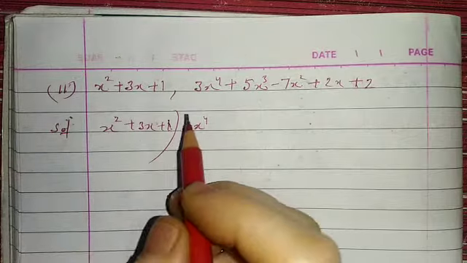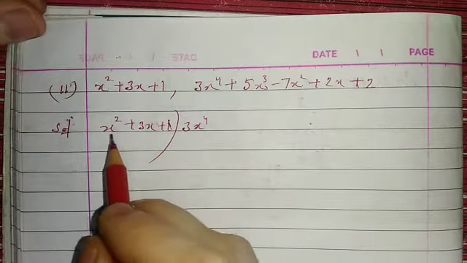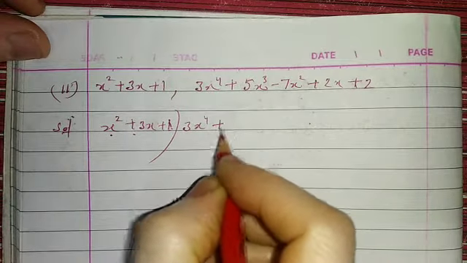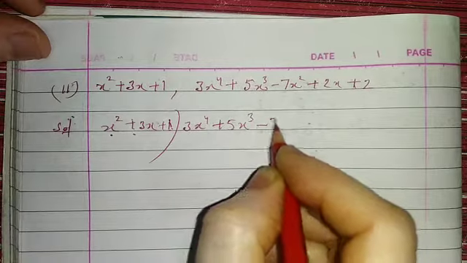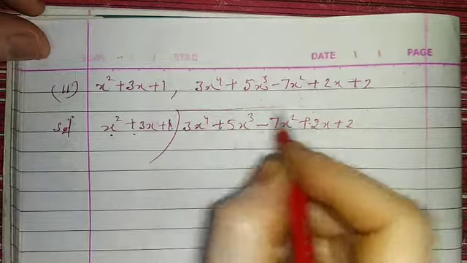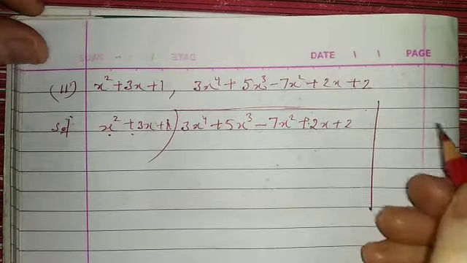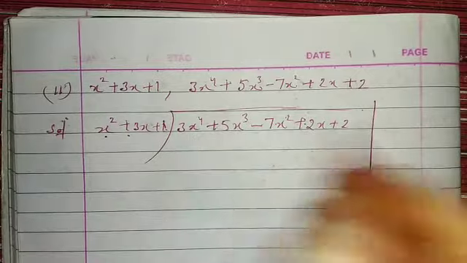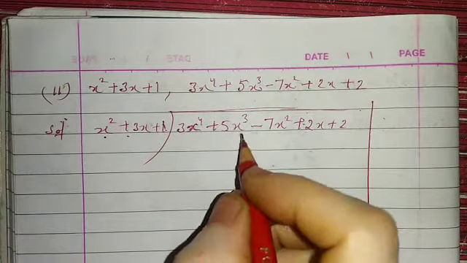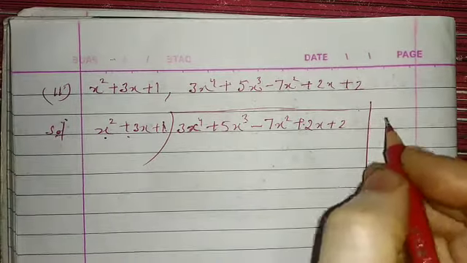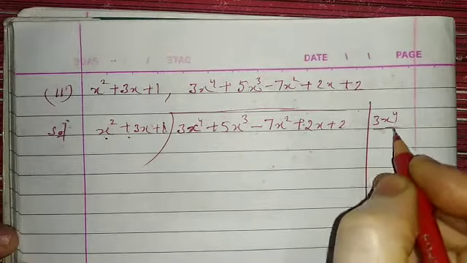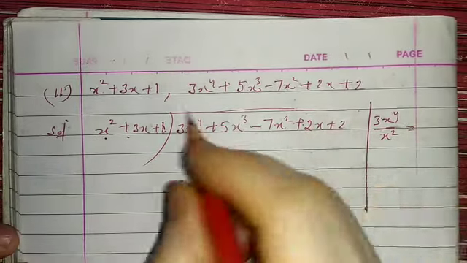Let us solve the second part of this question. Divisor is x square plus 3x plus 1, and dividend is 3x to the power 4 plus 5x cube minus 7x square plus 2x plus 2. Let us find the first term of the quotient. What will be the first term of the quotient? Divide the highest indices of the dividend by the divisor. This is 3x to the power 4 and this is x square. So divide it.